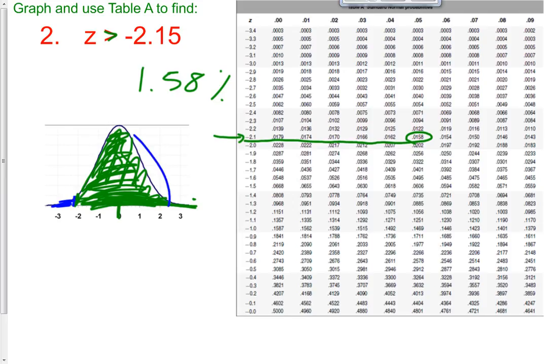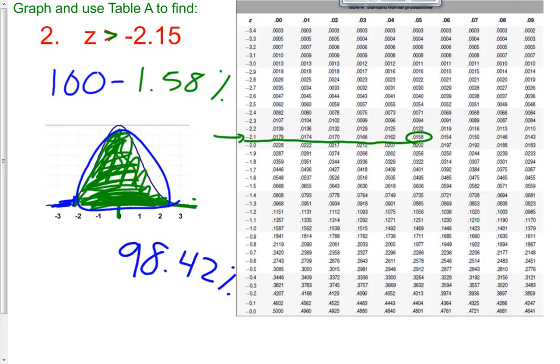We want all of this green region right here. So underneath the normal curve is 100% of the data. So if I want everything to the right of a negative 2.15, I would take 100 and subtract that. So 100 minus 1.58, our answer is 98.42%. That percent of observations lie greater than a negative 2.15.